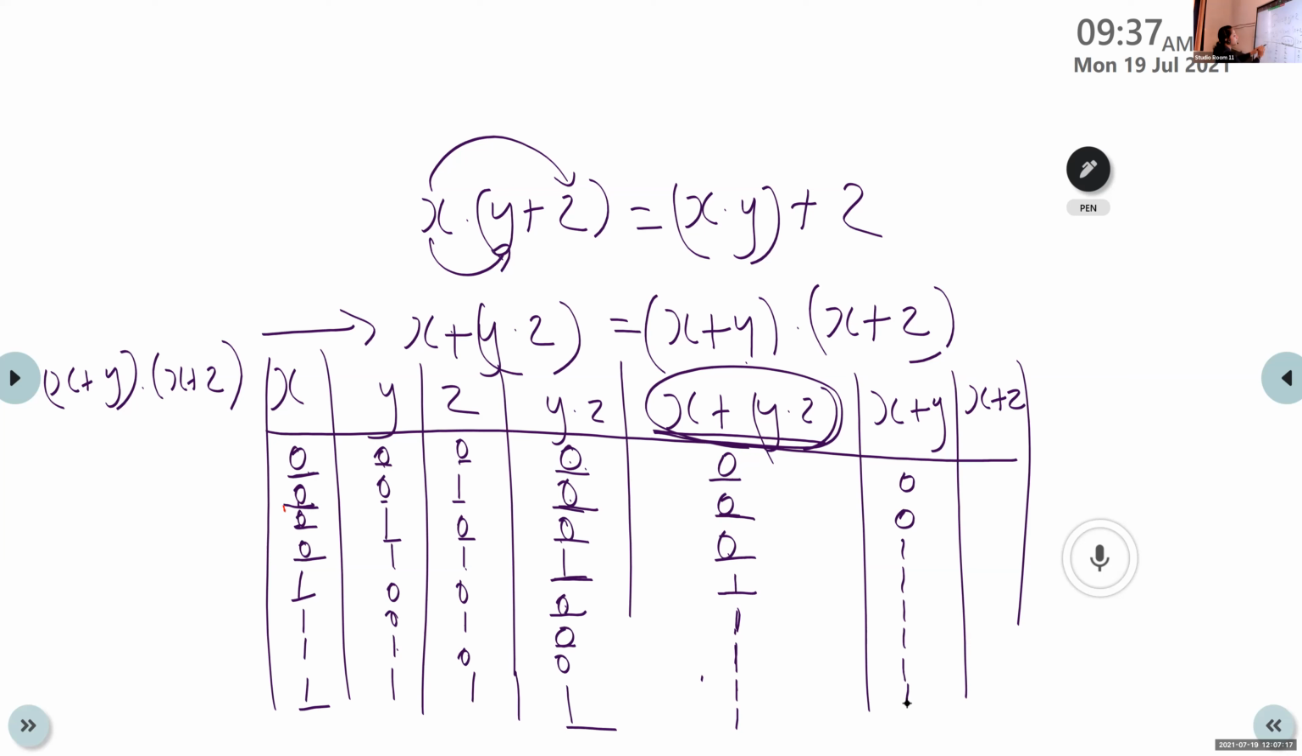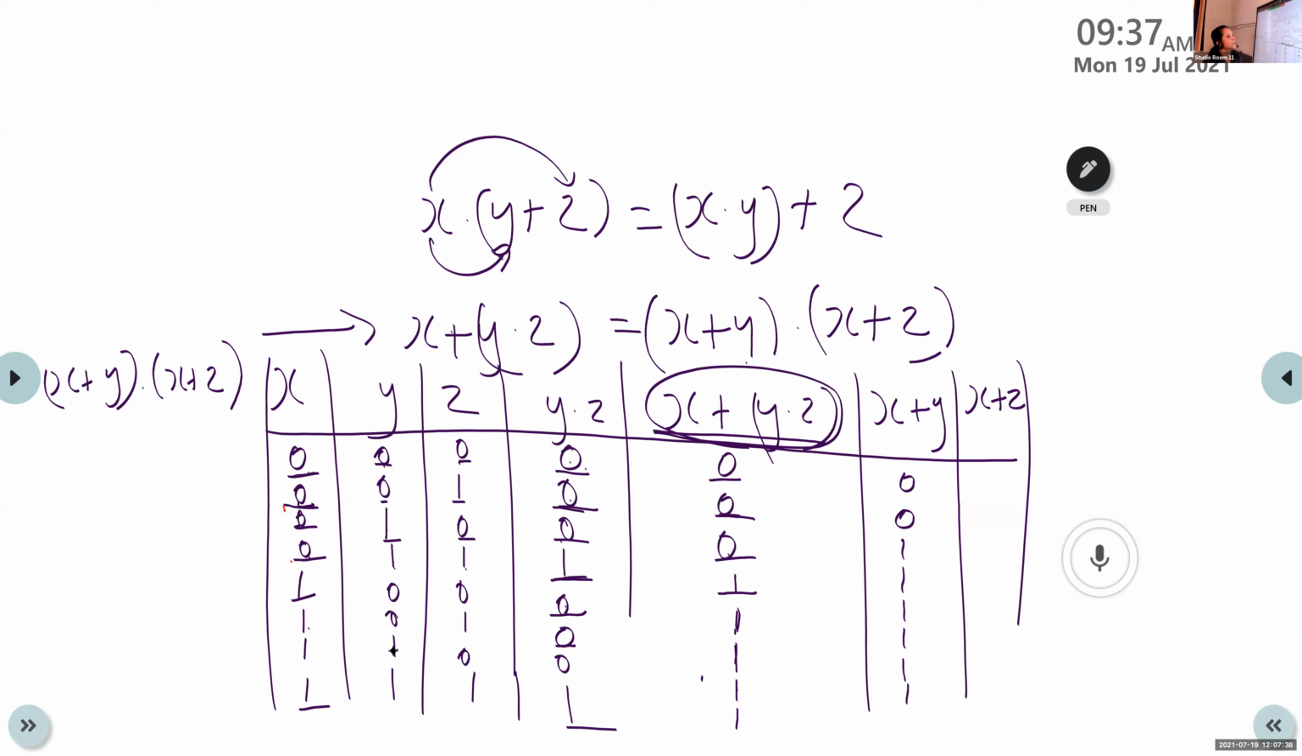That is 0 plus 0, it is 0. 0 plus 0, again it is 0. But here 0 plus 1, the answer is 1. 0 plus 1, again it is 1. 1 plus 0, it is 1. Then 1 plus 0, again it is 1. 1 plus 1 is 1. 1 plus 1 is 1. So it is 0011.